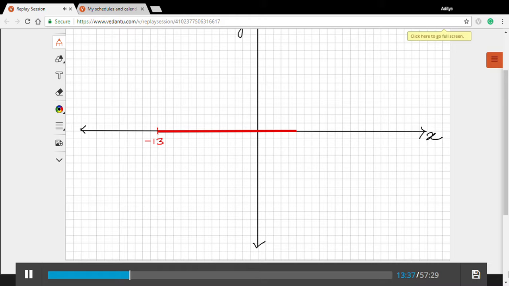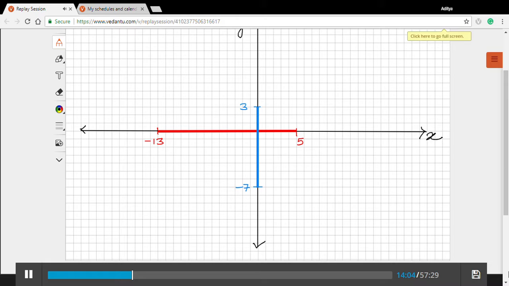+5. It also said to draw the y-axis from -7 to +3. So okay, 1, 2, 3, 4, 5, 6, 7. -7 to +3. You can also mark. This is my -7.